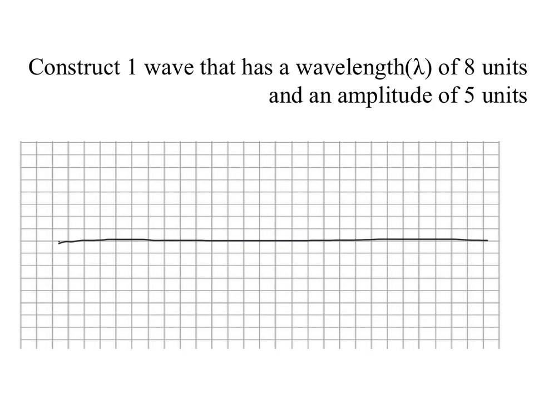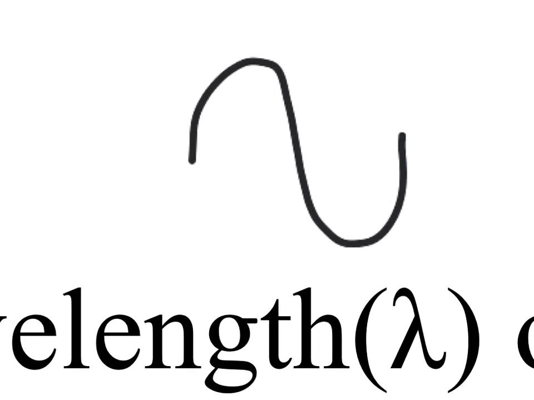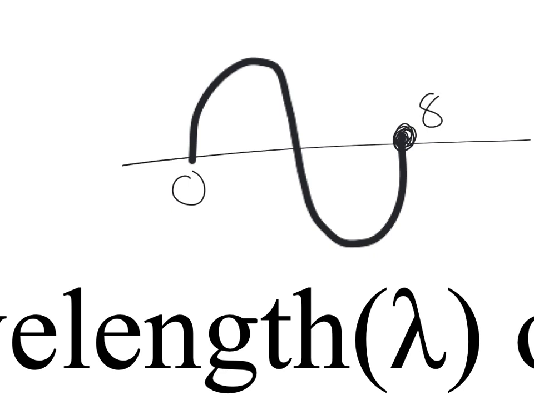Rest, okay? If I want one wave, that means I have to have a what and a what? A crest and a trough. And I need to have a crest and a trough in how many units? 8 units, right? So if I start at 0, where would this final point be on a number line? 8. Where's this one where it crosses in the middle? 4.